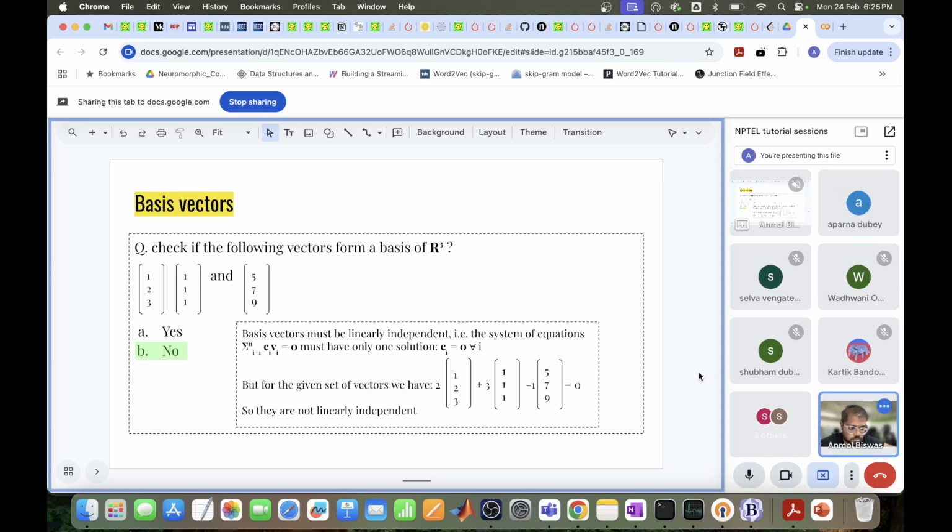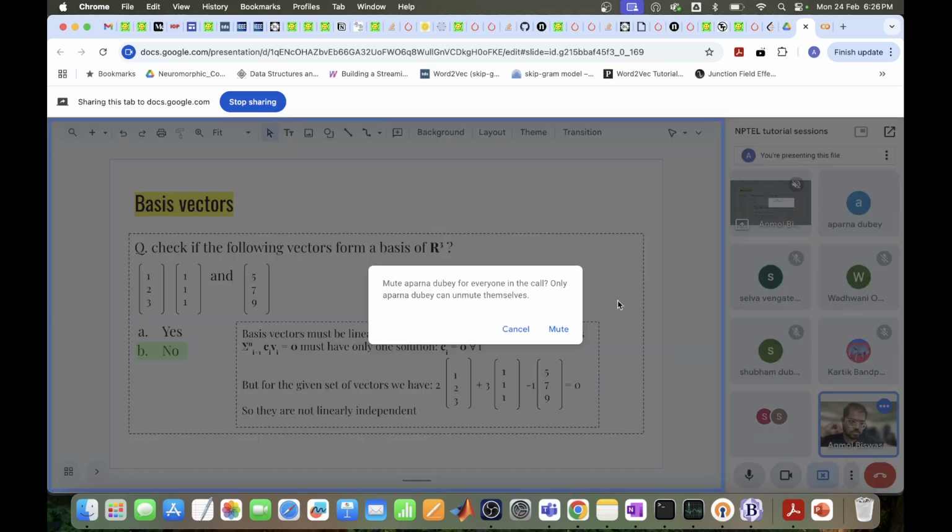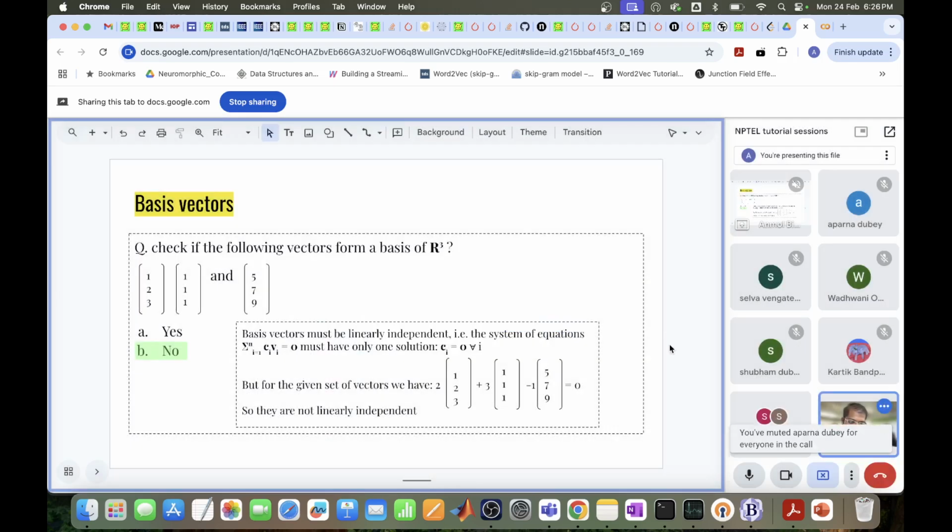The vectors can be anything; I just set the problem up in this way. So this is just showing that these three vectors are in fact not linearly independent, and because they are not linearly independent, they obviously cannot form a basis.